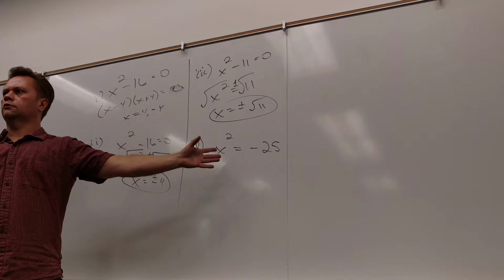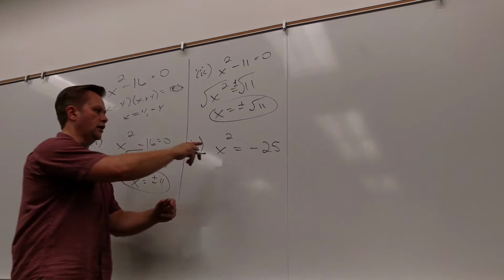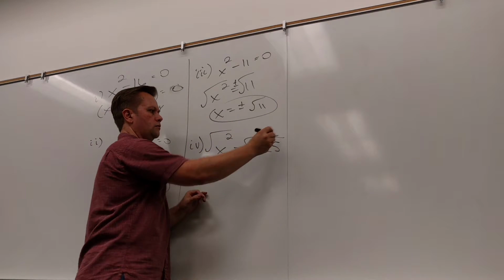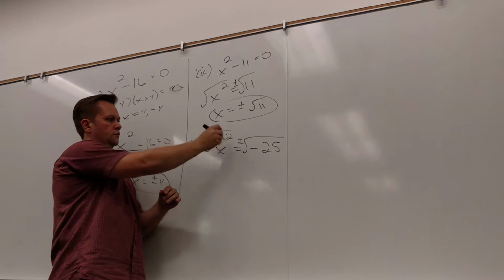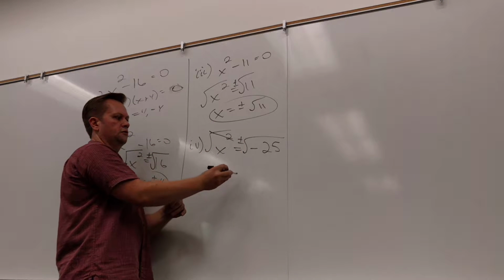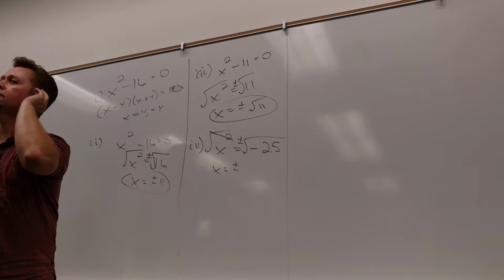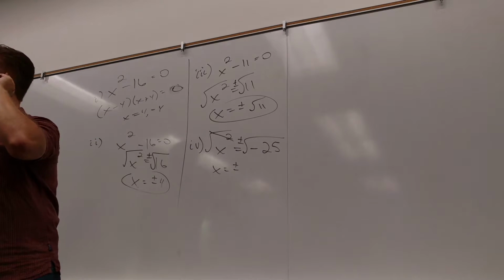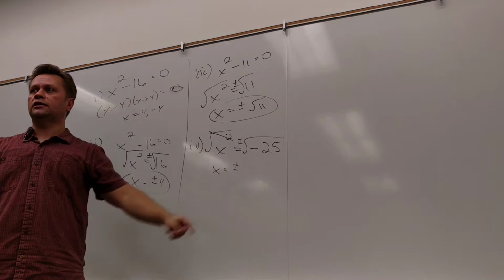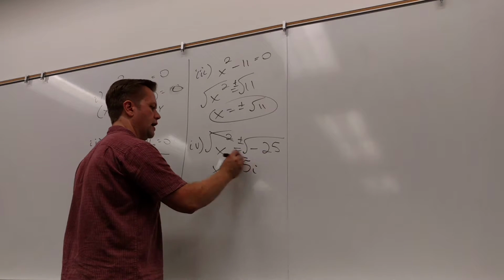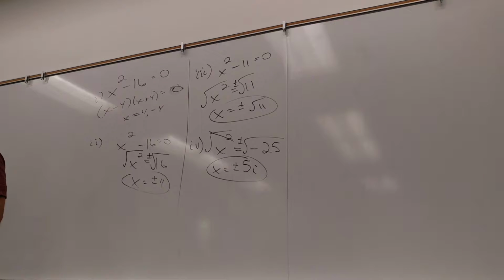All right. This one. Again, the process doesn't care that it's negative. The process says kill the square, plus or minus. So you get x equals plus or minus 5i. The square root of 25 is 5. You better not tell me the square root of negative 25 is also 5. That doesn't make any sense. The square root of negative 25 is 5i. So you will get complex answers from now on, any time they happen to be the answer.